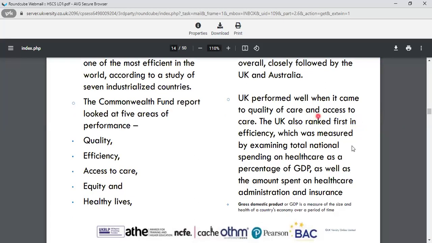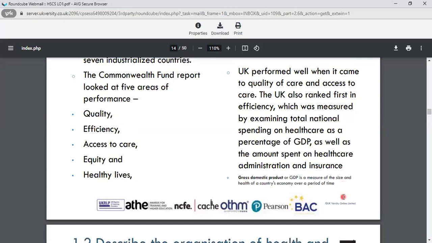The UK has also been ranked first in efficiency, which was measured by examining total national spending on healthcare as a percentage of GDP, or gross domestic product, as well as the amount spent on healthcare administration and insurance. So GDP was taken as the measurement to show how efficient the resources were. Within your resources, how much are you spending on health and healthcare?